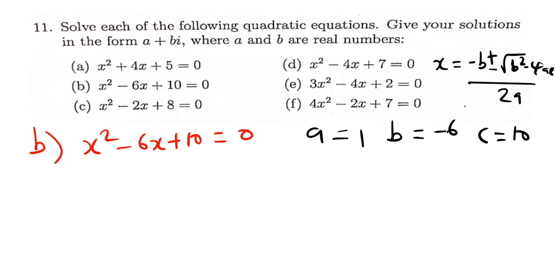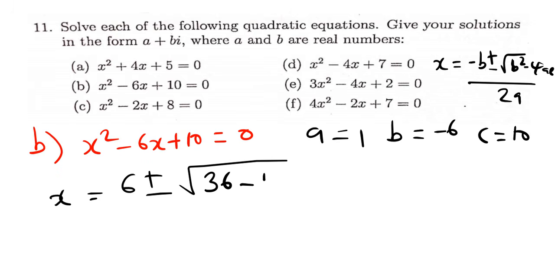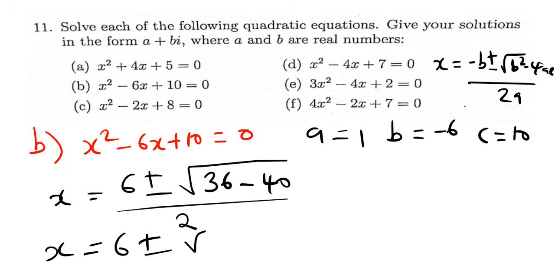So just replacing in the equation, x is equal to 6, which is our negative B, positive or minus the square root of B squared. 6 squared, that is 36, minus 4ac. A is 1, C is 10. So we got 4 multiplied by 1 multiplied by 10, that will just give us a 40 there. Divided by 2a. A is 1, so you are just going to have a 2 there. So we have 6 positive or minus the square root of 36 minus 40. That will give us negative 4 over 2.